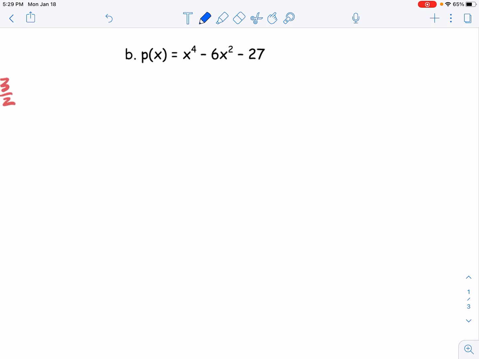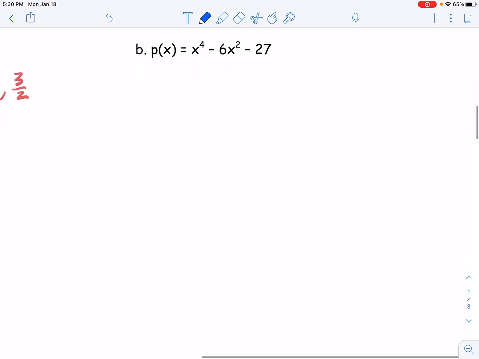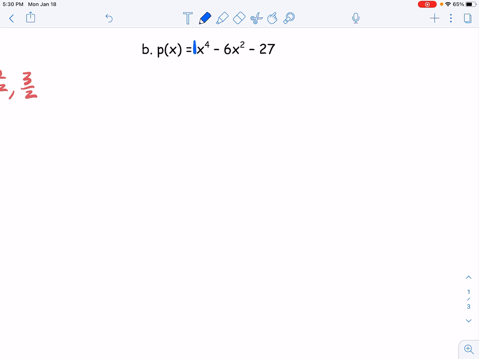So let's look here. x to the 4th minus 6x squared minus 27. So first thing is, is it factorable? So GCF, no. There's 3 terms. It's not a perfect square trinomial. So we're going to go with the AC method. So A is 1 times that C of -27. That's -27. Are there factors of -27 that add up to a -6?